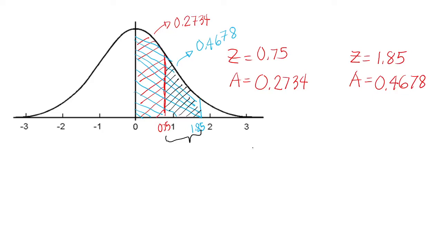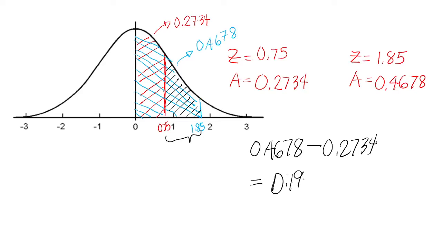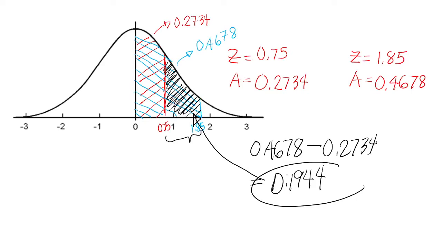So meaning, if I'm going to do 0.4678 minus 0.2734, what's the result here? How much? 0.1944. And that is now the area of the shaded part, the black part that we are looking for. This is the area we are looking for, this part here. Okay? Questions about this example?